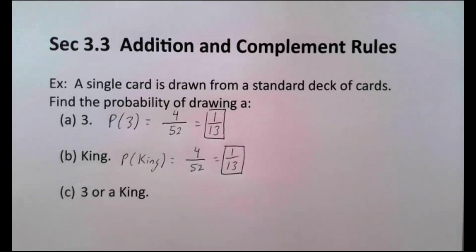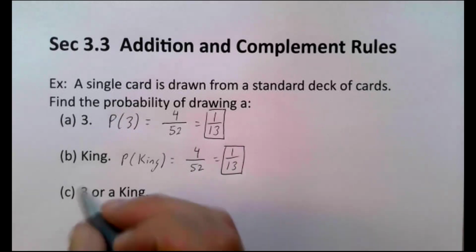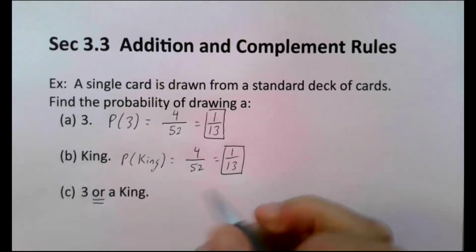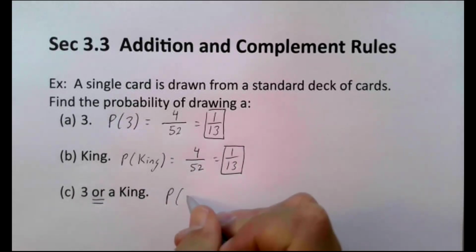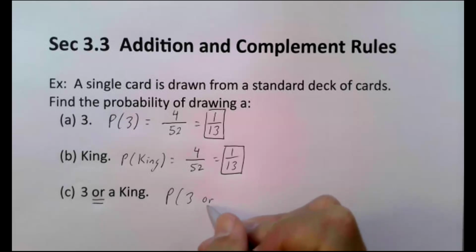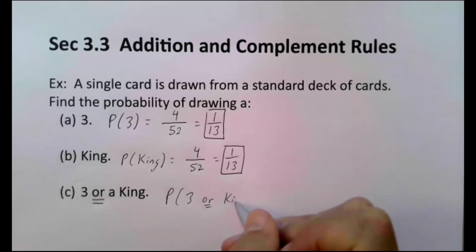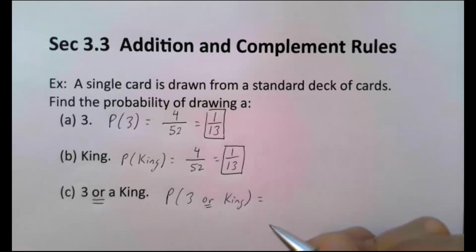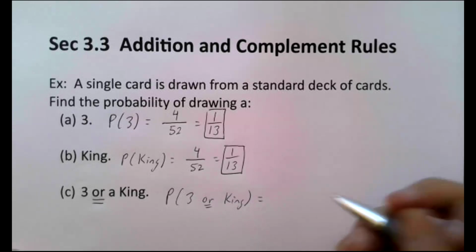Part C, it says, if you draw a single card from a deck of cards, what's the probability that you get a 3 or a king? So it's like this time you're a winner either way. If you're going to be a winner either way, whether it's a 3 or a king, what are the chances of that happening? What's the probability of that happening?